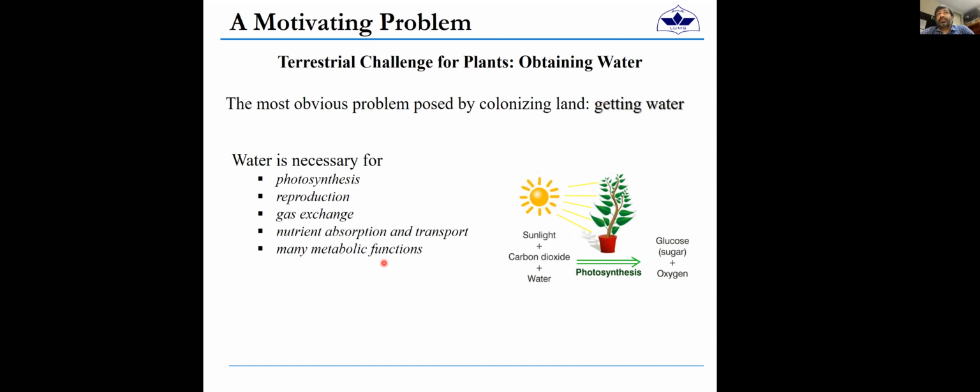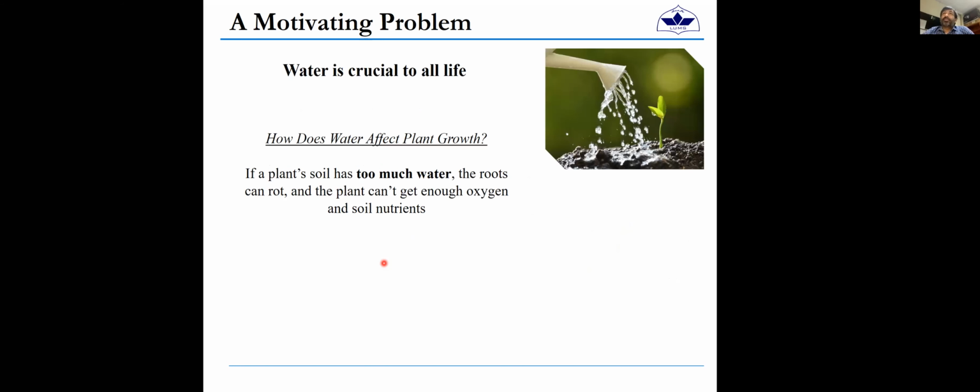Today we know that using photosynthesis, plants convert light energy into chemical energy, and that chemical energy is essential for their working and for, for example, reproduction, gas exchange, nutrient absorption and transport, and so many other metabolic functions. So what happens if we give too much water to a plant? That is the motivation. We are starting from too much water. We already know what happens if we don't give water to a plant.